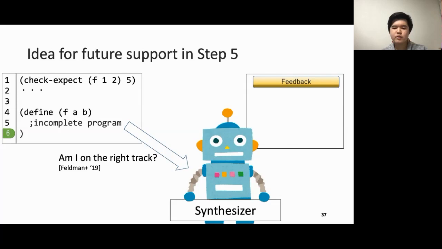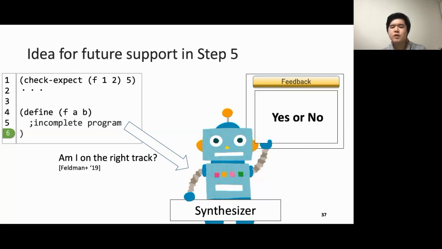In the coding step, we would like to borrow Feldman's work to allow the programmer to ask, "Am I on the right track?" The idea is to synthesize the function definition using the input-output examples defined in step 3 and an incomplete definition developed in step 5. If the synthesis succeeds, the feedback generator says the user is on the right track.